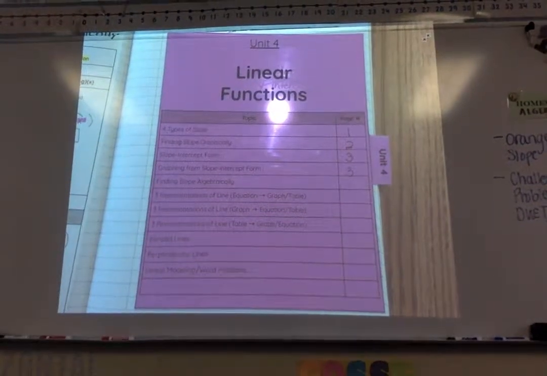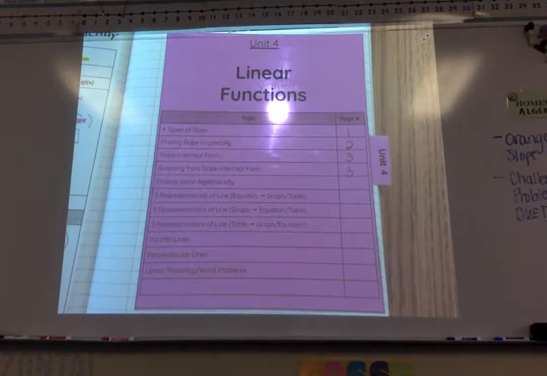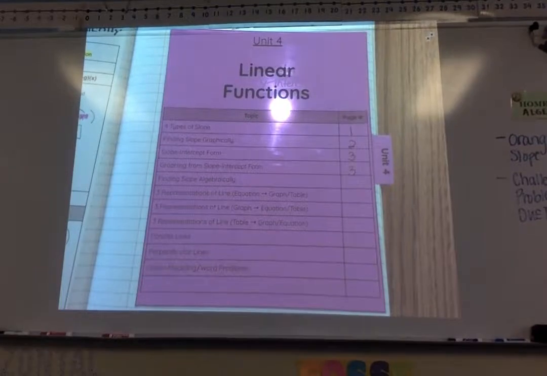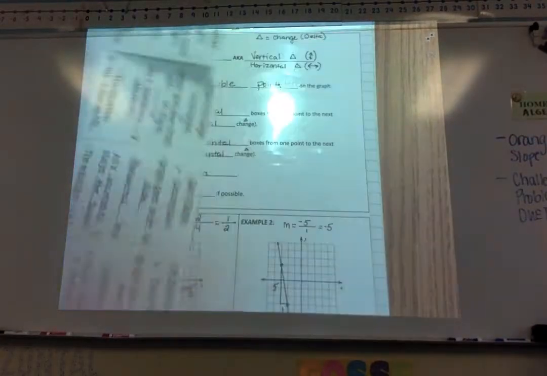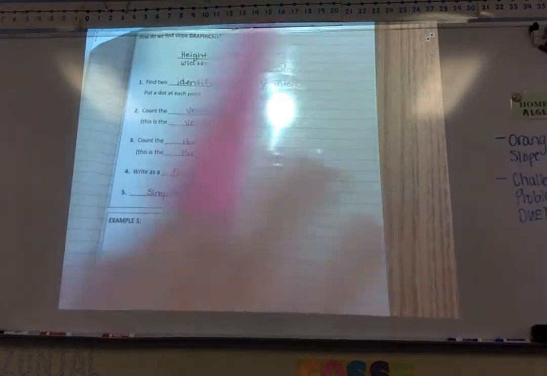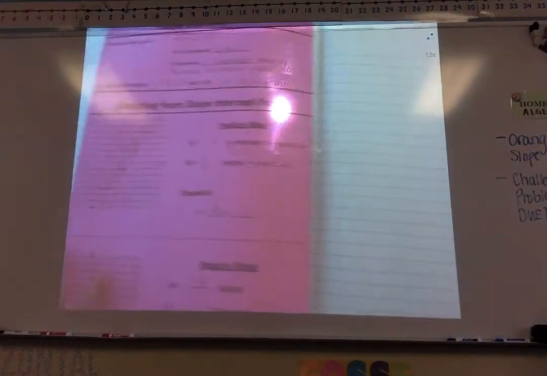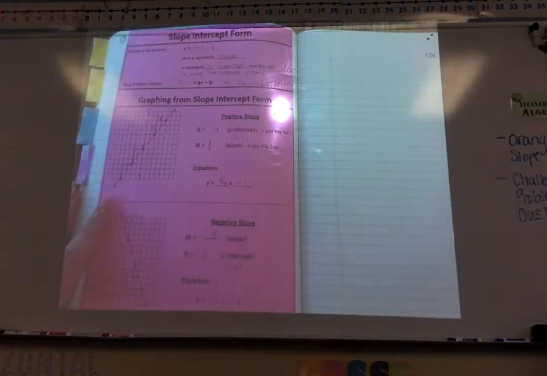Okay. So page 3 for slope-intercept form and graphing with slope-intercept form. And then open up to the next empty page. And you're going to be typing in this one.